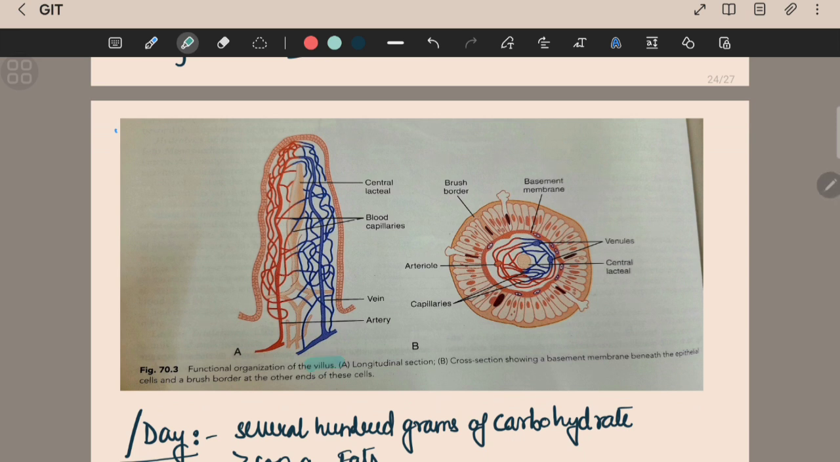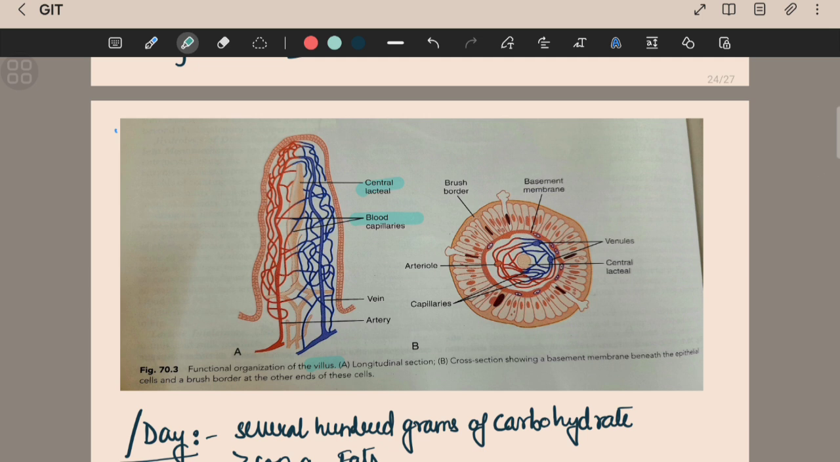So here you see that there are blood capillaries present. Into this blood capillary, directly from the enterocytes, the absorption is happening. There are certain receptors, certain channels, and certain other facilitated proteins which are helping in the absorption of those nutrients directly into the bloodstream. Whereas there is a central lacteal, basically for the lymphatic drainage, where absorption of fat happens. Okay, fats are directly going into the lacteals.